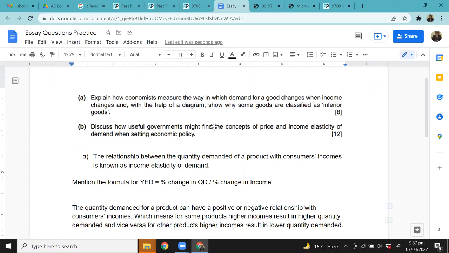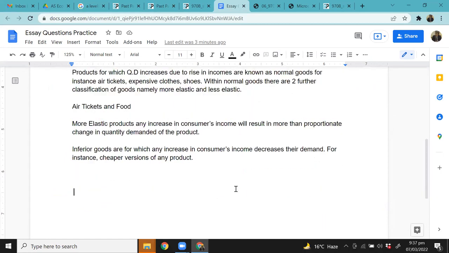Discuss how useful the government might find the concept of income and price elasticity of demand when setting economic policy. Now, first thing that you have to do, you have to explain what PED is. Why? Because that was not explained in the previous part. Income elasticity of demand was explained, but PED was not explained. Explain price elasticity of demand. So what is price elasticity of demand?